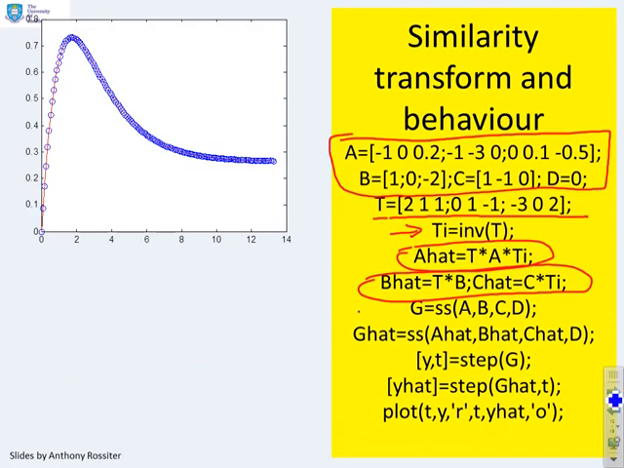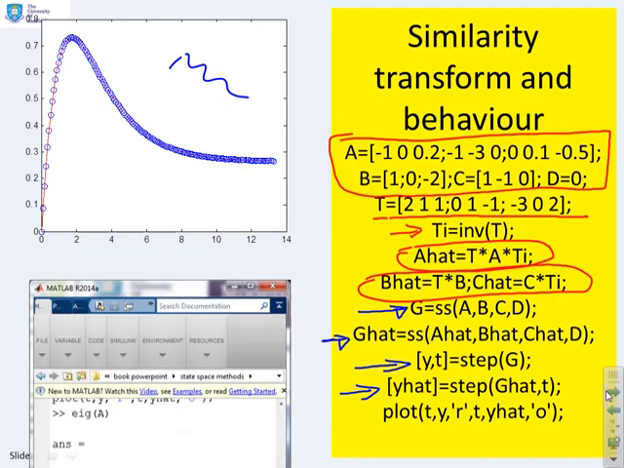Now what do I do next? I've formed a state space object with the original matrices A, B, C, D, and a state space object with the transformed matrices A hat, B hat, C hat. Because what I want to do is compare G and G hat. The conjecture is that G and G hat represent the same system, so they should be identical. So I've calculated a step response with G and a step response with G hat, and then I've overlaid the two responses on this figure up here. And what do you notice? They're both identical as expected.